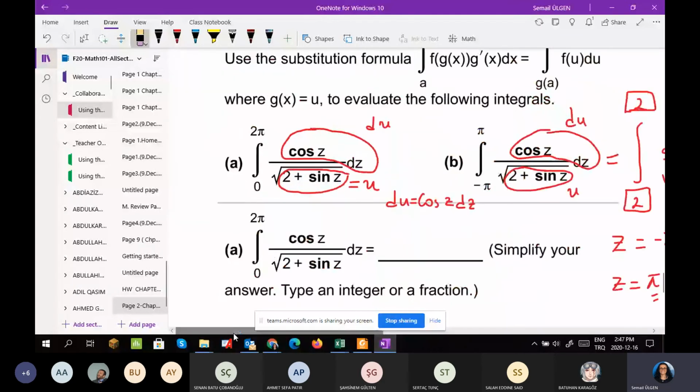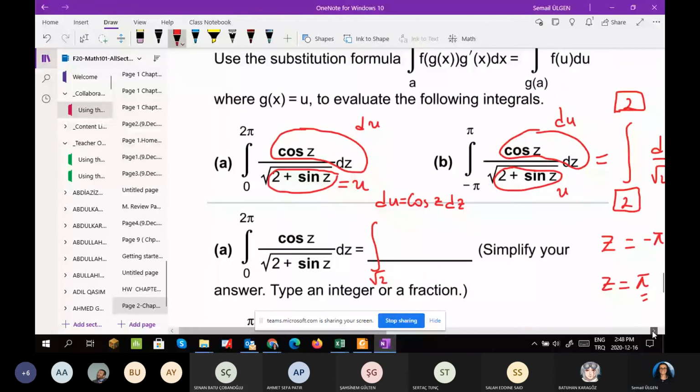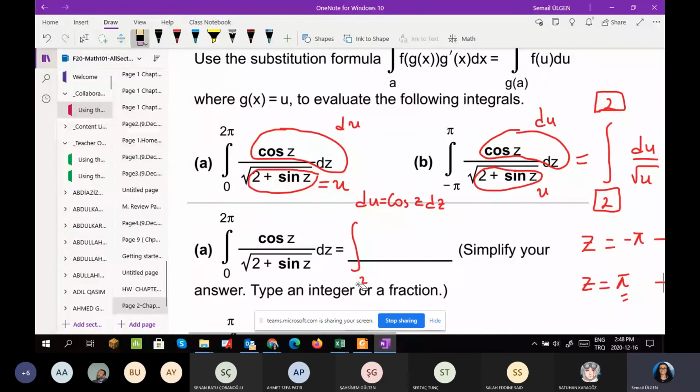And for this one, the integrand is going to be, let's write it in here, I don't have enough room here. This is going to give you, whenever z is 0, u is, and by the way, it's square root of 2, not 2. Oh, no, sorry, it's not square root of 2, it's 2.